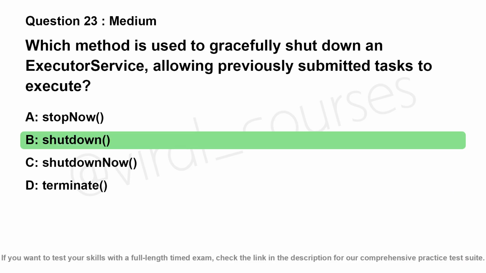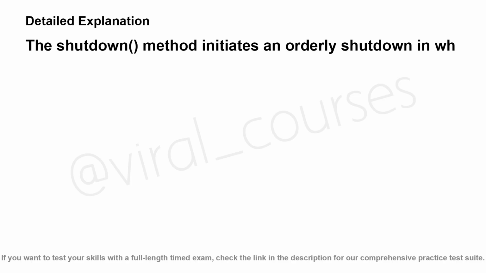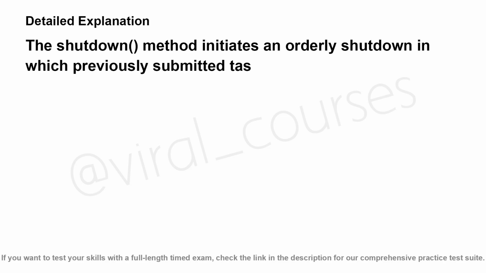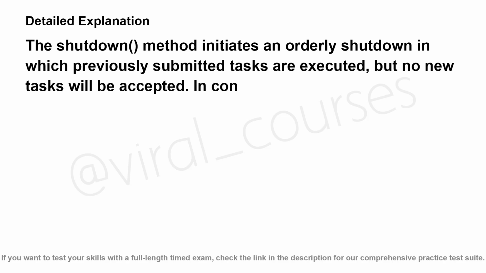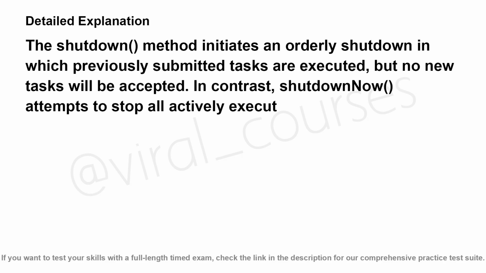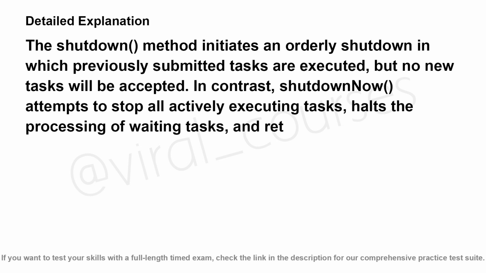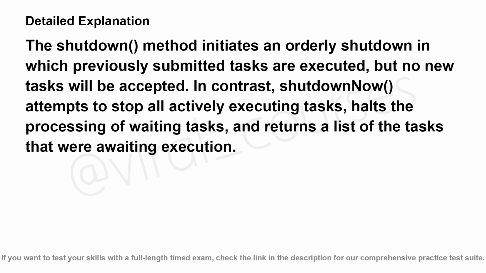The correct answer is B. The shutdown method initiates an orderly shutdown in which previously submitted tasks are executed, but no new tasks will be accepted. In contrast, shutdownNow attempts to stop all actively executing tasks, halts the processing of waiting tasks, and returns a list of the tasks that were awaiting execution.